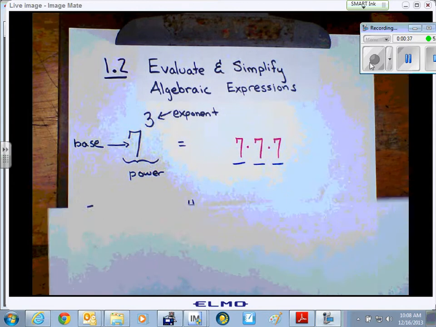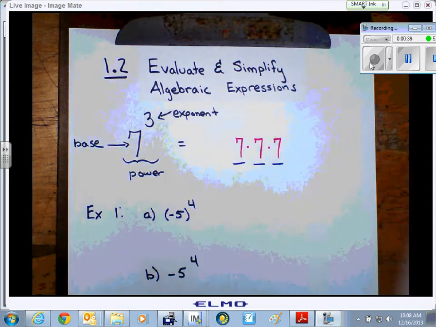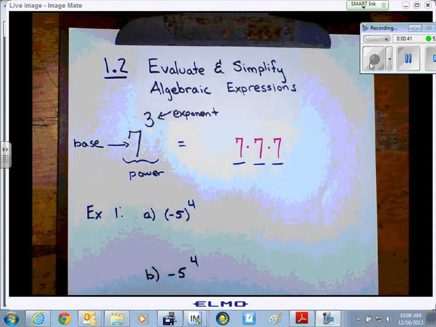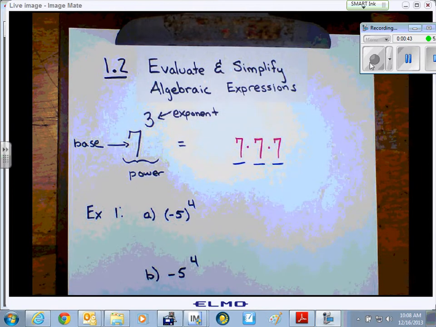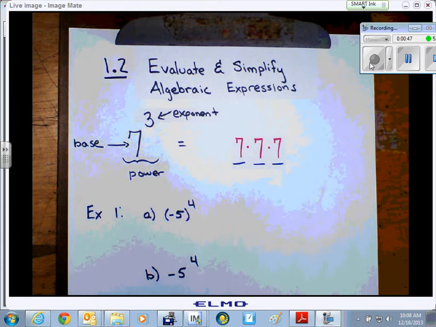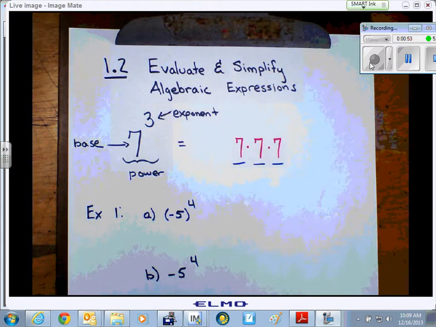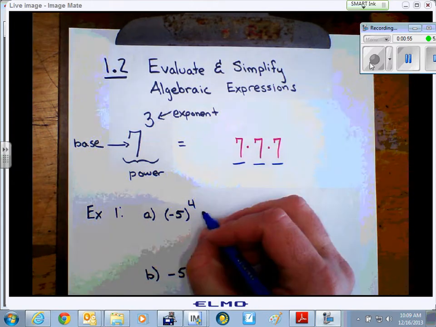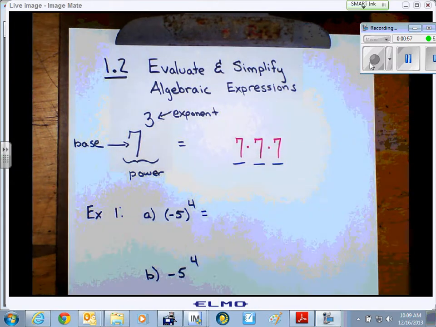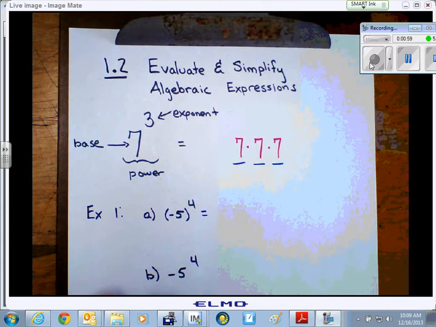And one thing I want to look at is example 1, and it says -5 to the fourth power. And then B is -5 to the fourth power as well, but they both are a little bit different. One's got parentheses and one doesn't. And you can put these in the calculator, of course, but a lot of people will miss these two questions because they don't put the parentheses in when they're supposed to.